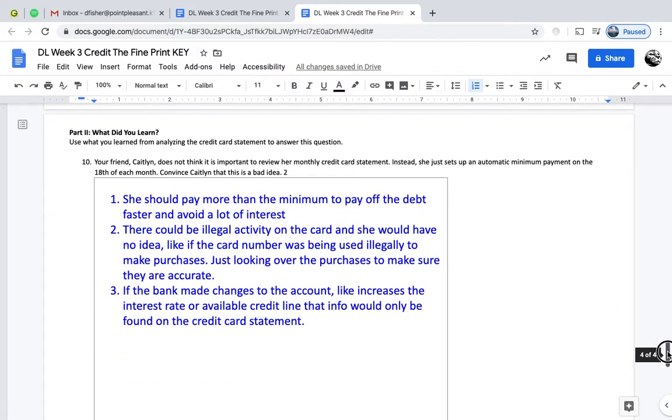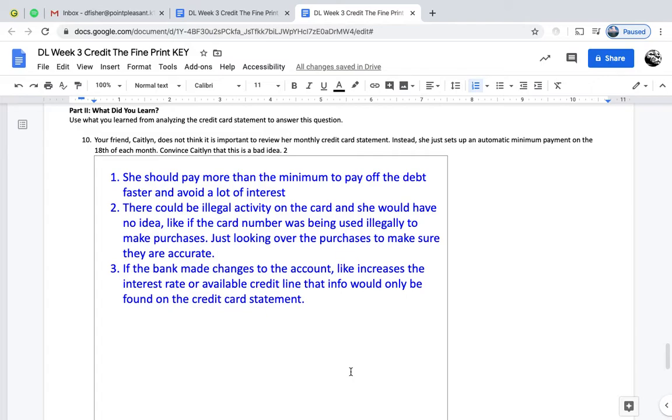Okay, this is one of those questions where you've got a friend that's in trouble, but hopefully you will be the one who can help out a friend or family member when they're screwing up. Your friend Caitlin does not think it's important to look at the statement. Instead, she's got auto pay. She just pays the minimum amount every month on the credit card. This is a bad idea. Can you tell her why? I'd love it if you could give me at least 2 reasons.